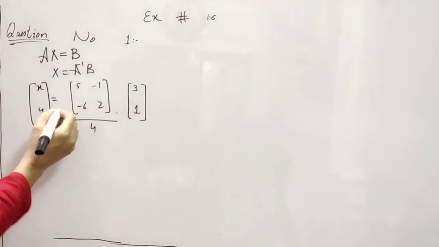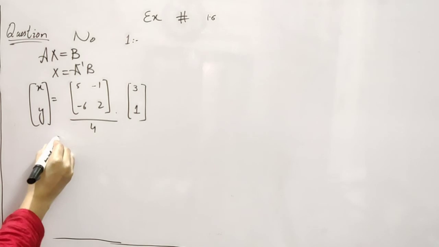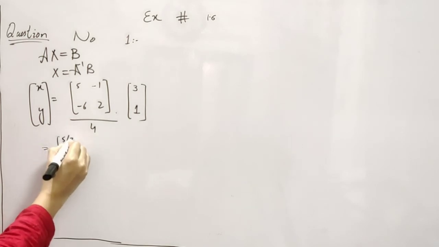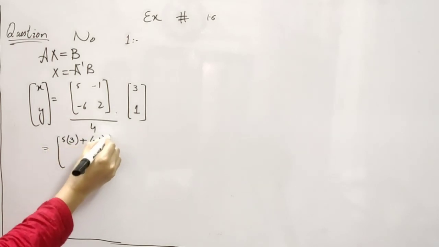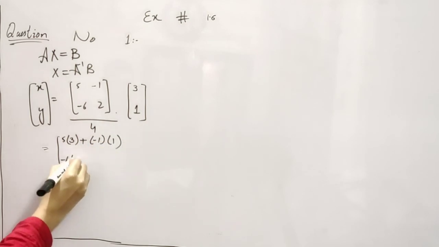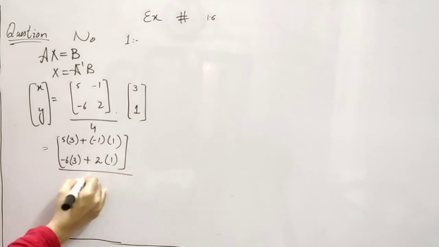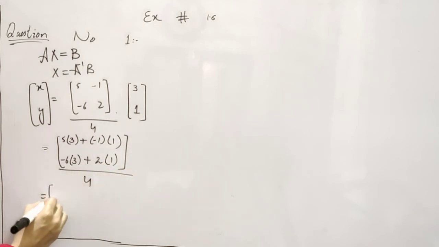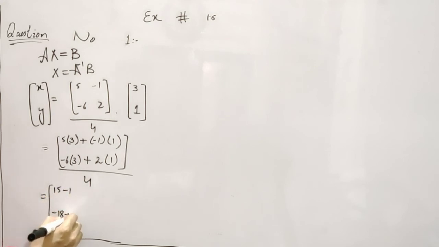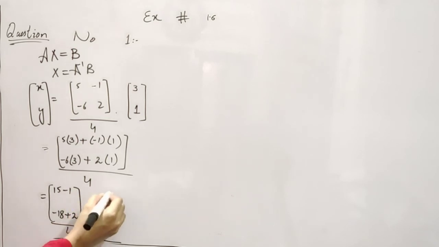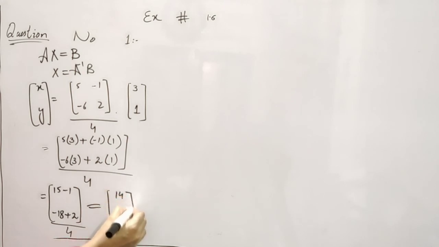Now we will multiply both these matrices. We get 5 into 3 plus minus 1 into 1, minus 6 into 3 plus 2 into 1, divided by 4. This will be equal to 15 minus 1, minus 18 plus 2, divided by 4. It will be equal to 14 and minus 16, divided by 4.